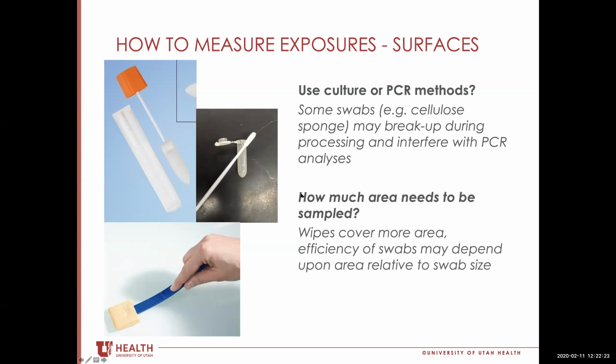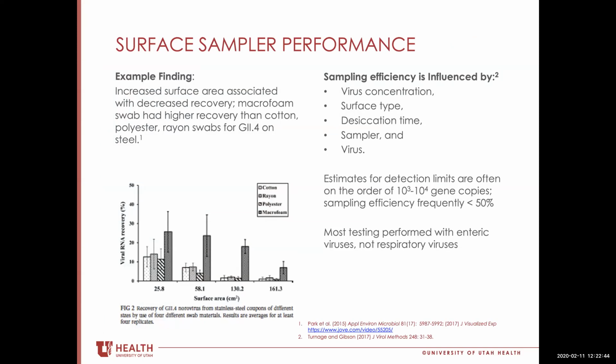So you can't necessarily sample a large surface area with these devices. And so there are also a variety of wipes that have been used for virus sampling. And again, wipes have the advantage that you can cover a larger surface areas, and it's clear that the efficiency of some of these swabs depend upon the surface area that they sample. Again, there's more data about the performance of swabs for sampling enteric viruses on surfaces.